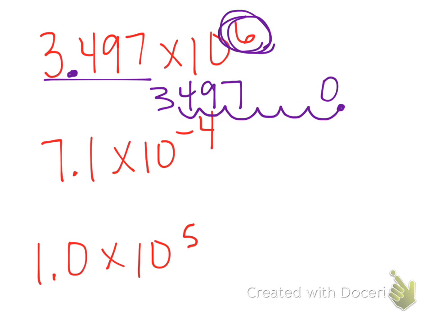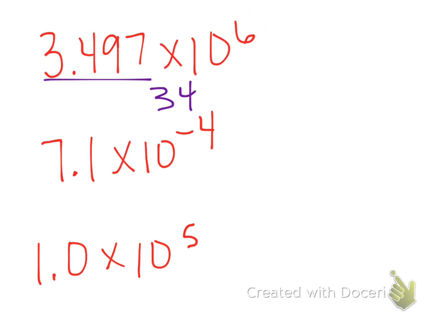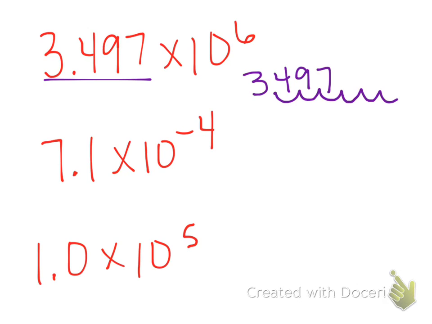Okay, do you want me to show that again? I write what I know, 3,497. I know my number needs to be bigger than 10, so I take my starting decimal point, I move it here to make my number bigger than 10. There's 3, 4, 5, 6. And then I add my zeros where they go, which means my final answer is 3,497,000. Okay?